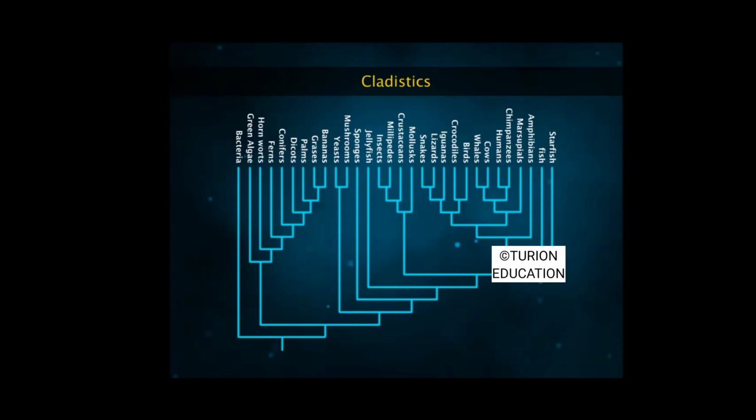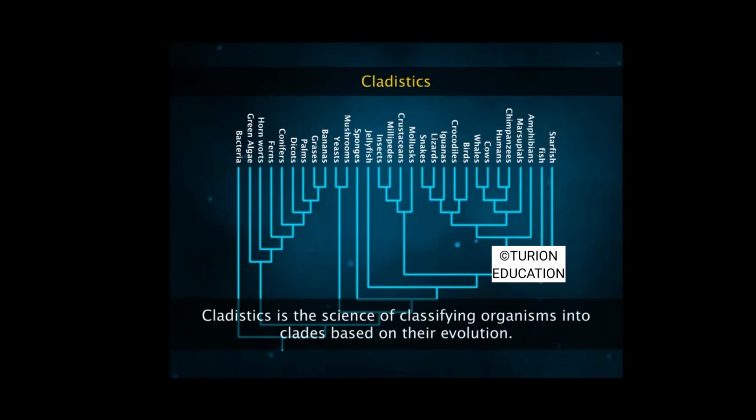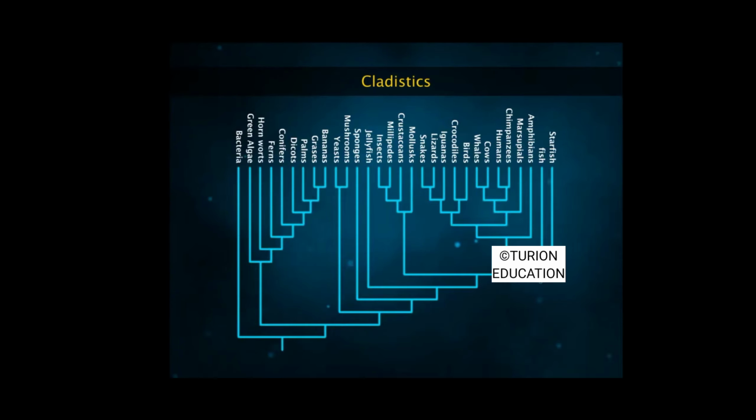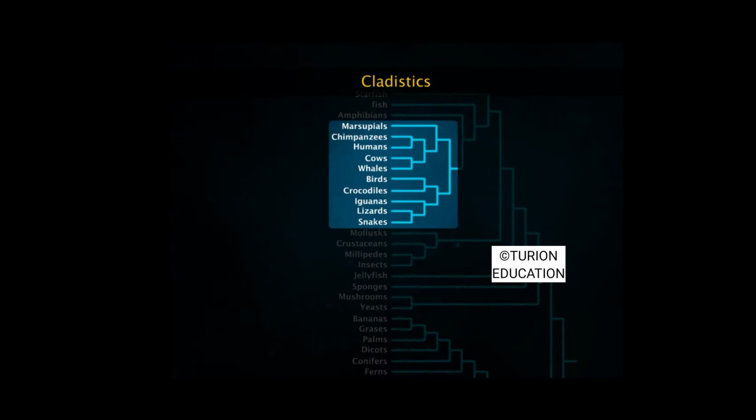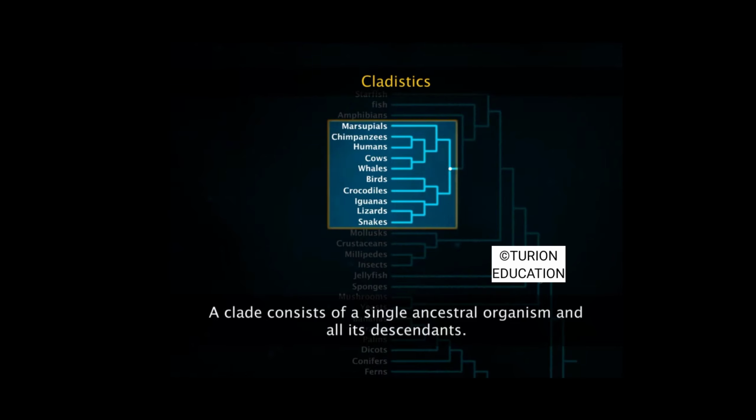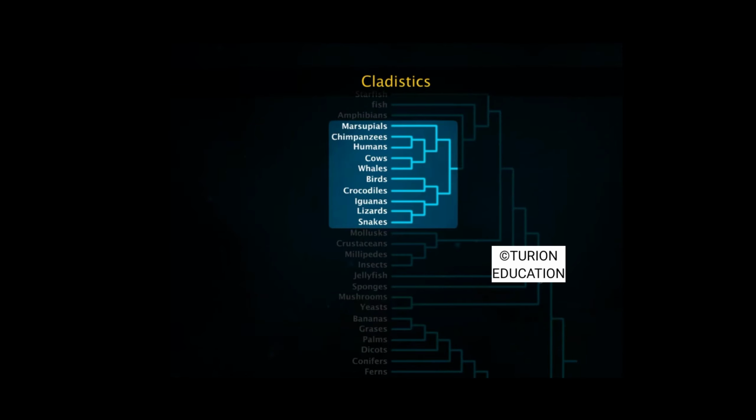The best method used to infer the phylogenetic relationship between organisms is cladistics. Cladistics uses evolutionary trees called cladograms and divides organisms into groups or clades that represent different branches on the tree. Each clade consists of a single ancestral organism and all its descendants. Let's look at some instances to understand how animals are classified on a cladogram.